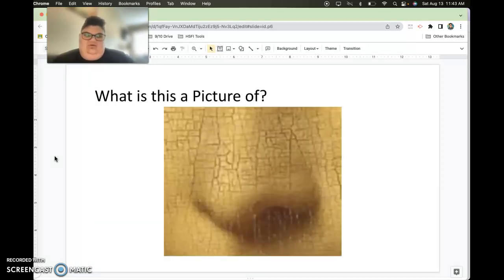Now, what is this a picture of? You might recognize this right away. If you do, that's awesome. If you don't, worry not. We're going to talk about why this picture is part of a larger picture, and thinking about a small part of a larger picture helps us to think like a historian.